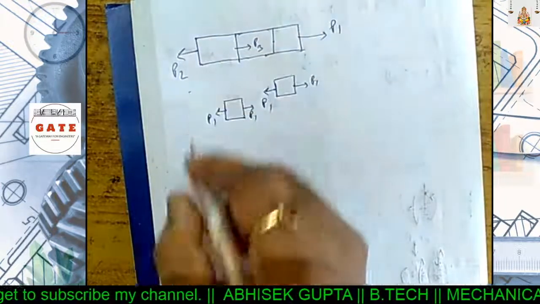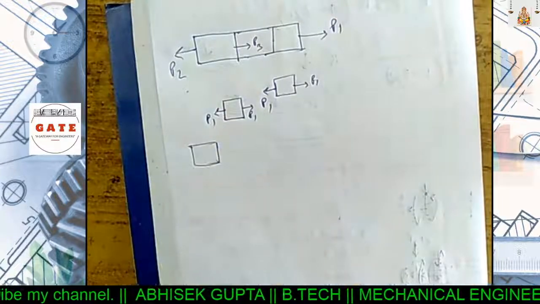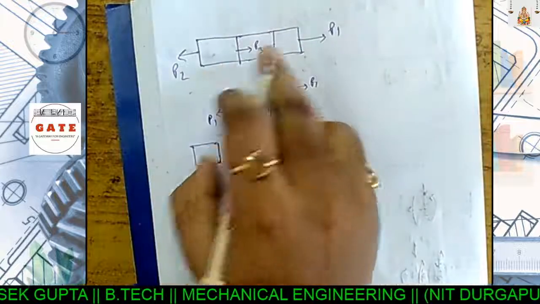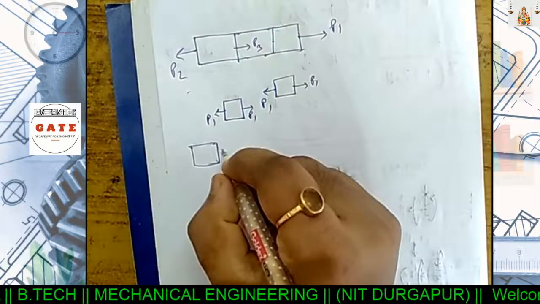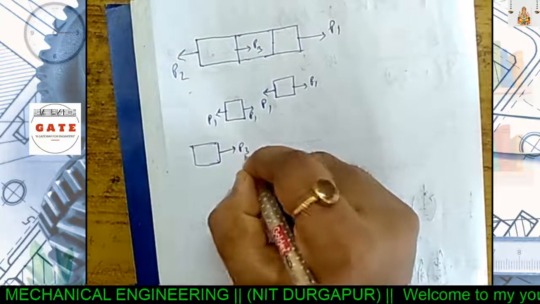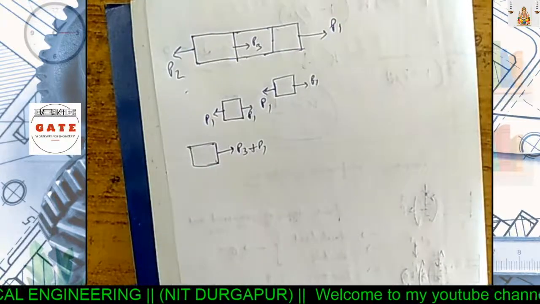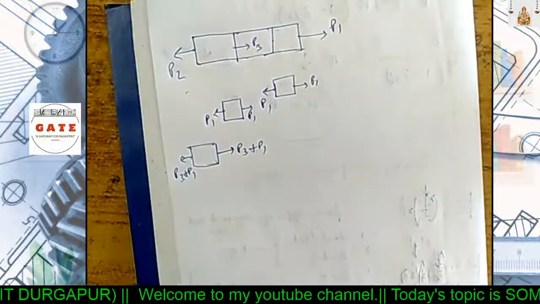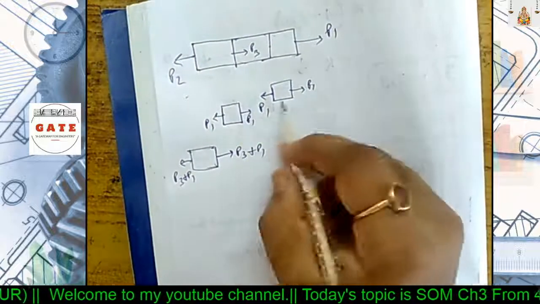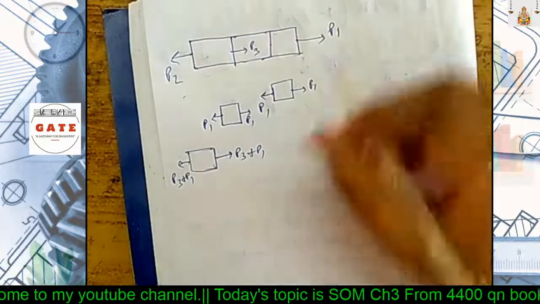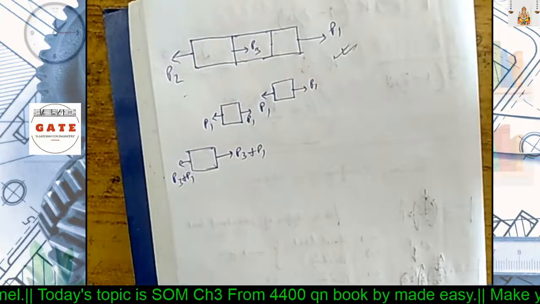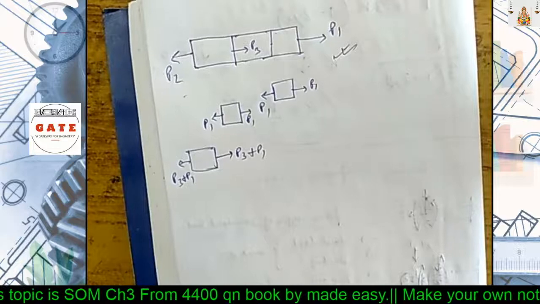Okay, now for this we have to draw it separately, and here P1 is already given, but total we have to make it P3. So for making it that, we will get P3 plus P1 in this direction, and here P3 plus P1. Same, you have to apply same load on both sides. Okay, so using this, we solve this type of numericals.